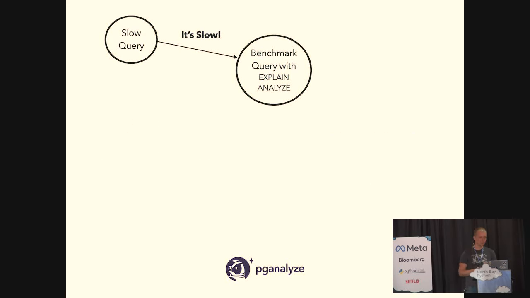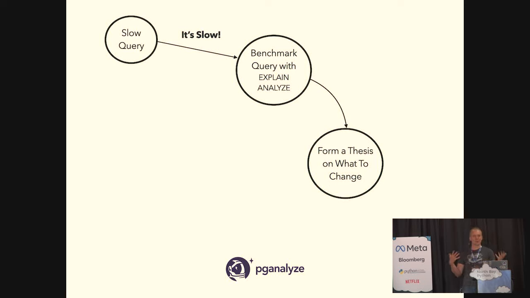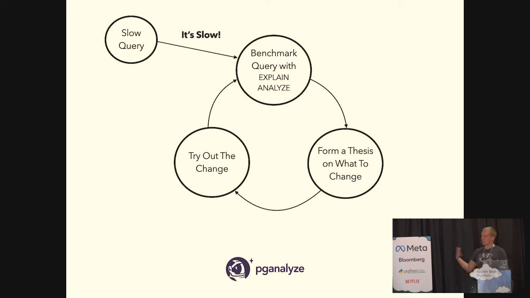So my basic debugging loop is: you have a slow query, and then I'm going to benchmark the query. I'm just going to run explain analyze in front of it. Then I need to form a thesis on what to change, right? And this is where the mental model comes in, where you need to have a mental model of how the database works. Then you need to try out the change, which might be a configuration change, might be adding an index, for example, and then you actually run explain analyze again.